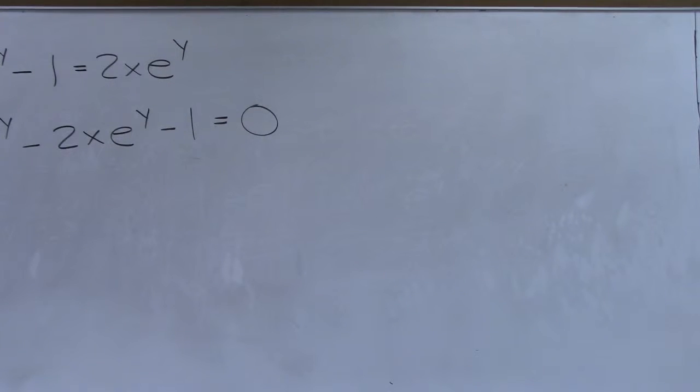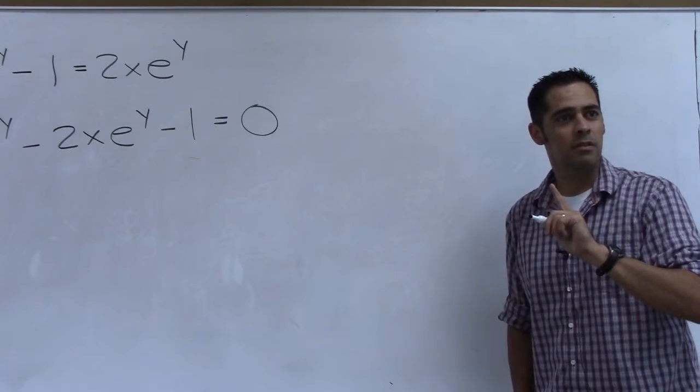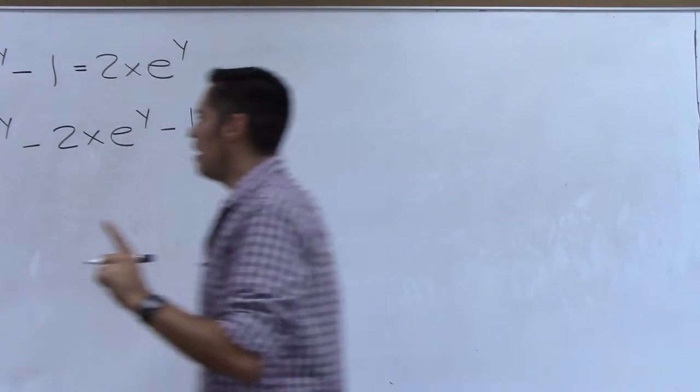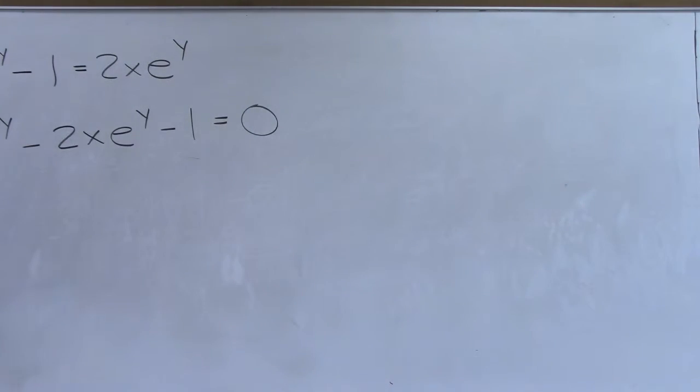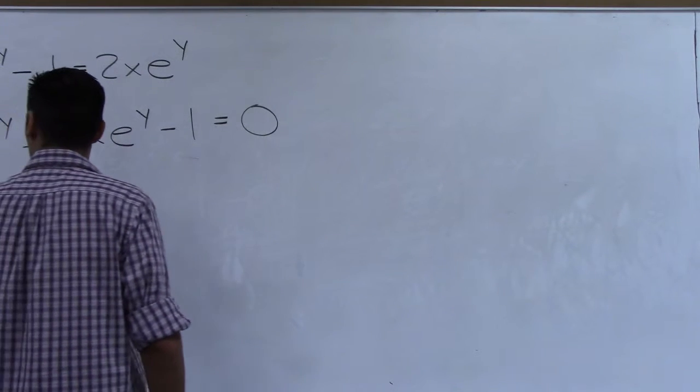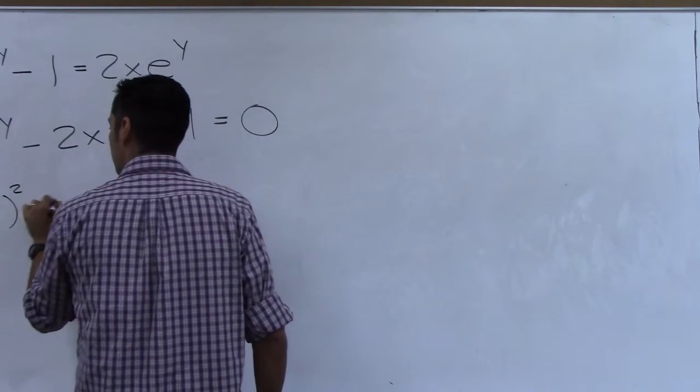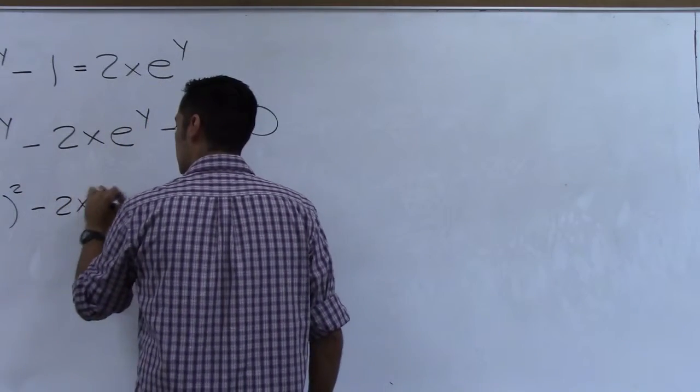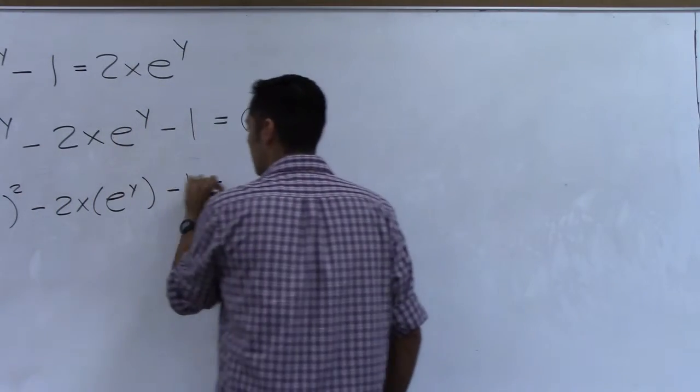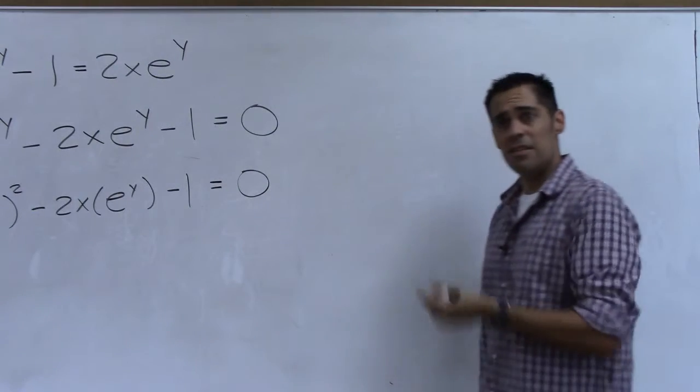Okay, so I'm bringing everything over to one side. I'm trying to solve for what variable? Y. Okay, what I've done is I've created something that looks like a quadratic. Right? Kind of. It's kind of like I have e to the y squared minus 2x e to the y minus 1 equals 0. Isn't that really what that is?